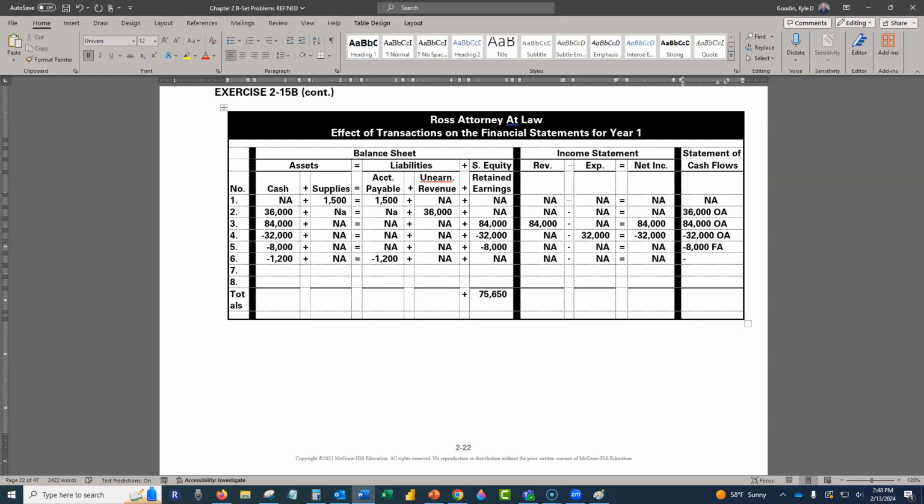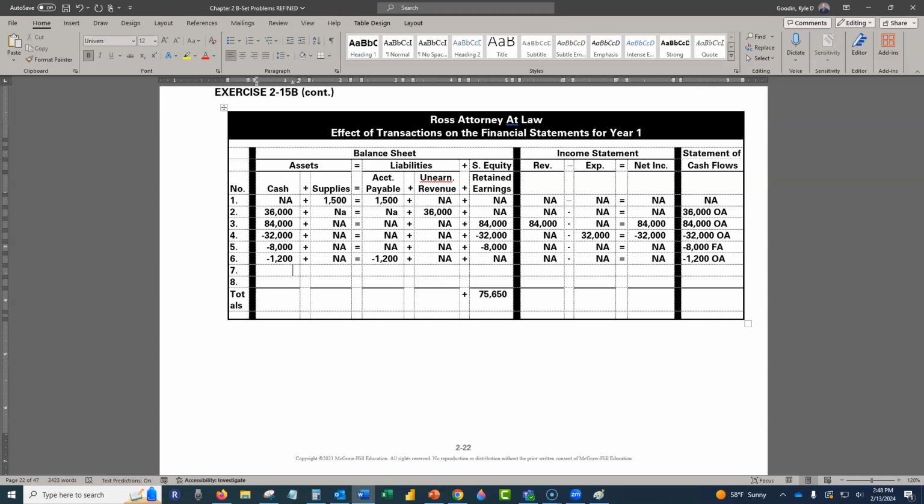However, we do have a $1,200 outflow of operating activity cash. Okay. These are operating activities. We're paying on an accounts payable. We took out that accounts payable to help us perform our operations, so the associated reduction is going to be an outflow of cash for operations, for operating activities.